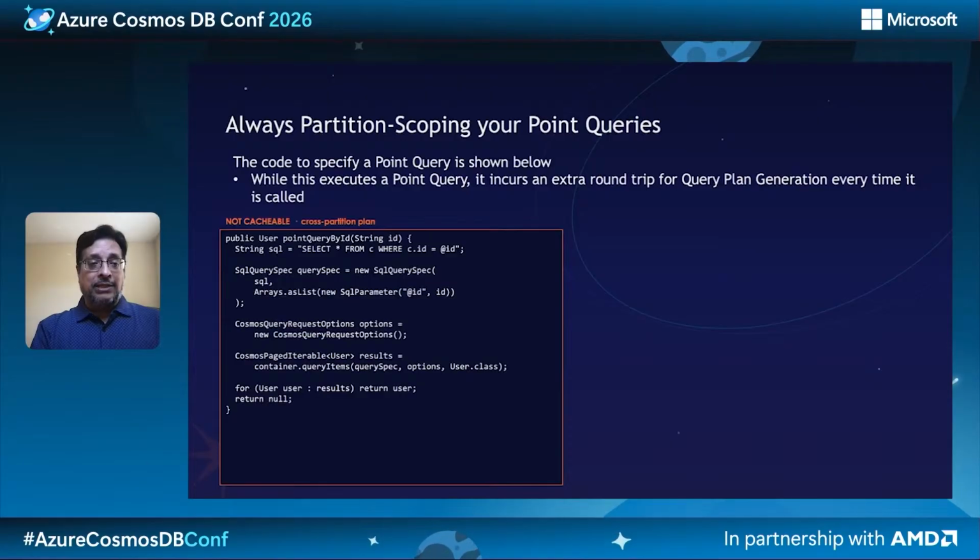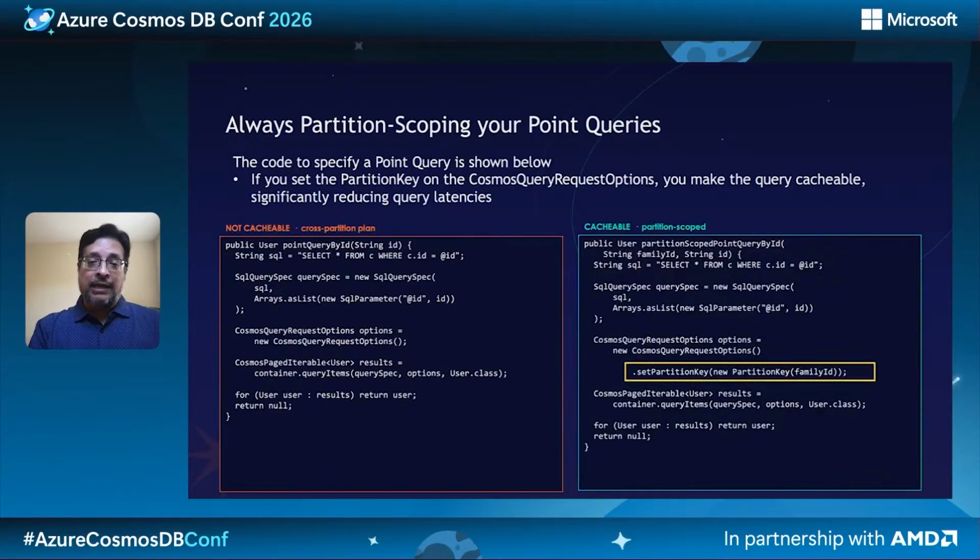If I use this code, every time I execute the query it will incur an extra round trip. But if I add the line shown here where I set the partition key on the Cosmos query request options, then the first time will be the only time that the query will generate a plan, and then it will be cached in whichever pod this application is running in, so that subsequent queries avoid an unnecessary round trip, and this can cut your point query latency by up to 50%.